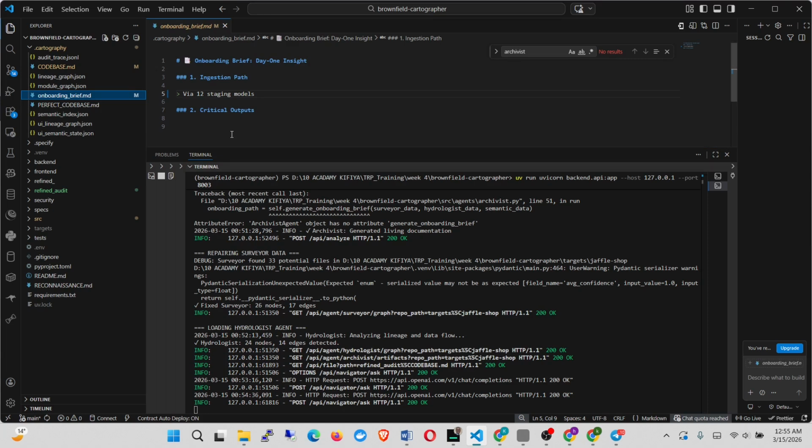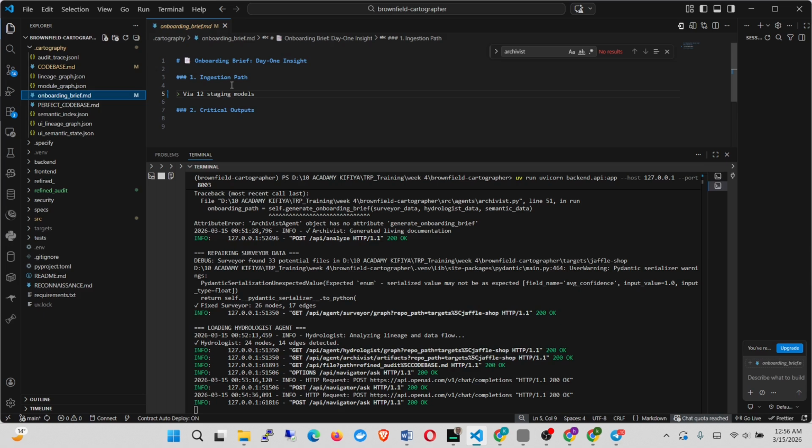Here it is. Notice the ingestion path. The archivist has correctly synthesized the structured data. It identified exactly that it has 12 staged models as a system entry point. So this isn't a guess, it is a direct reflection of the code base architecture. Under the critical outputs, this system is performing graph centrality analysis.